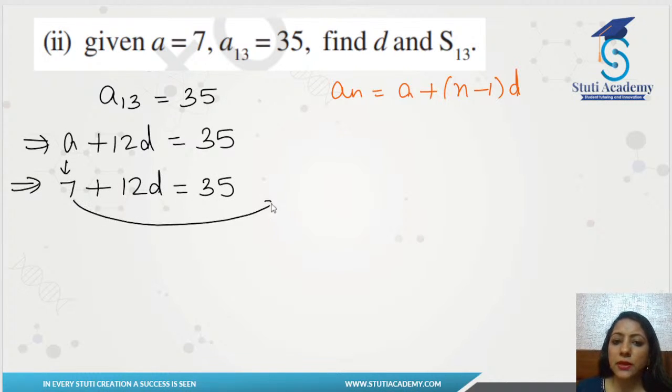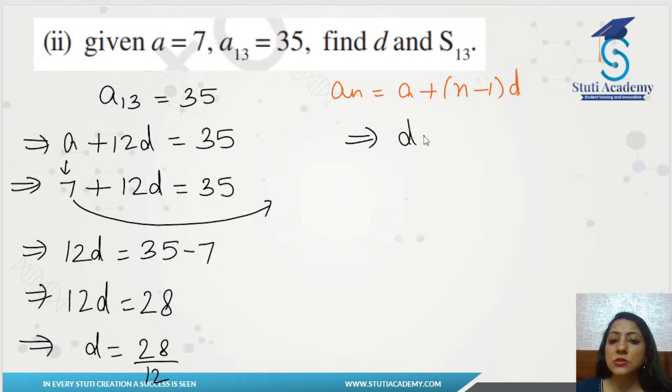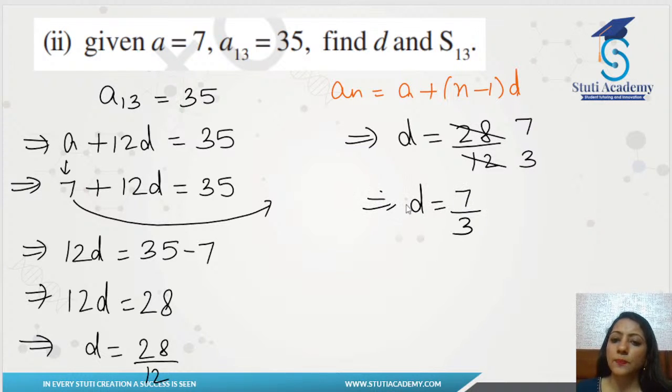This 7 I'm going to take on the other side. It will become minus 7. So that's 35 minus 7. So here 12D is equal to 28. So D here is 28 upon 12. Now if D is 28 upon 12, we can cancel out both numerator and denominator by 4. So this will become 3 and this will become 7. So D now we know is 7 upon 3. D is 7 upon 3. Now we have solved for this.